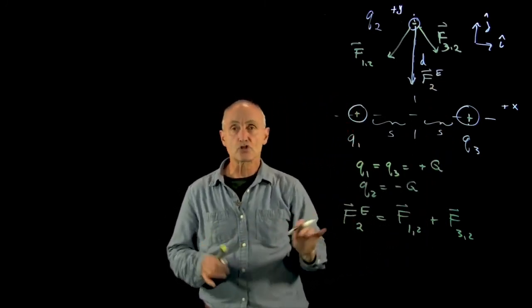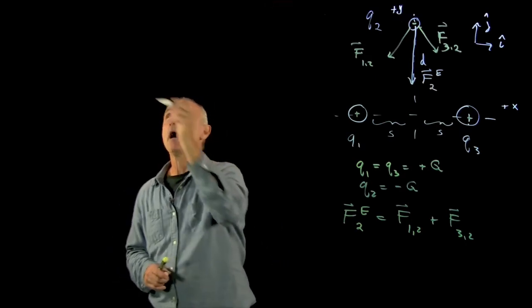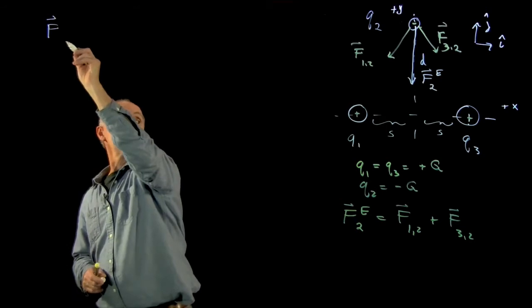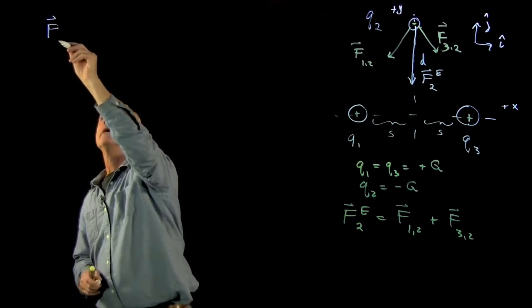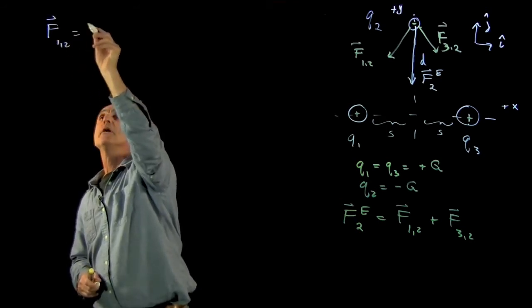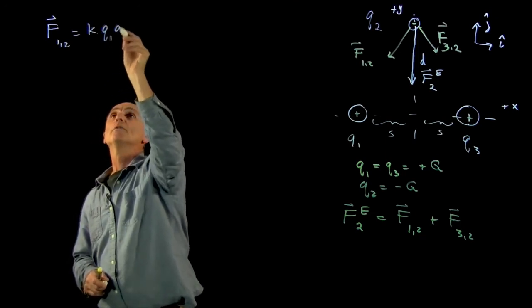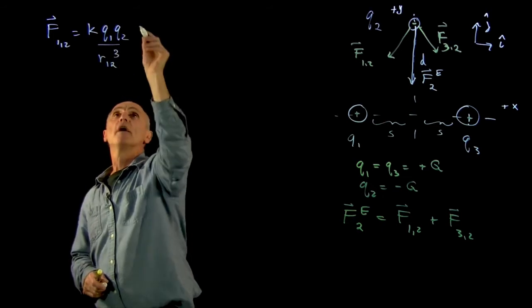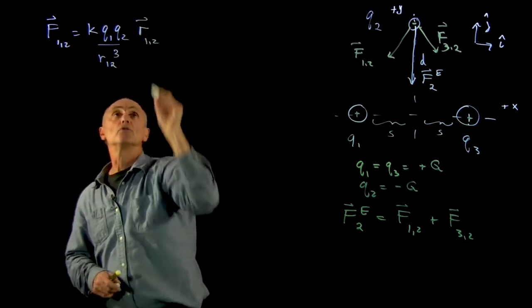Now, let's show that mathematically. First off, when we write Coulomb's law, in this case, we're going to write it in the following way. F1,2 is k q1, q2 over r1,2 cubed, vector r1,2.